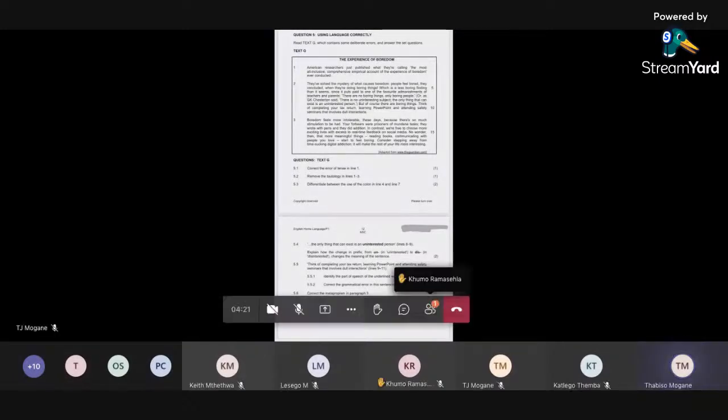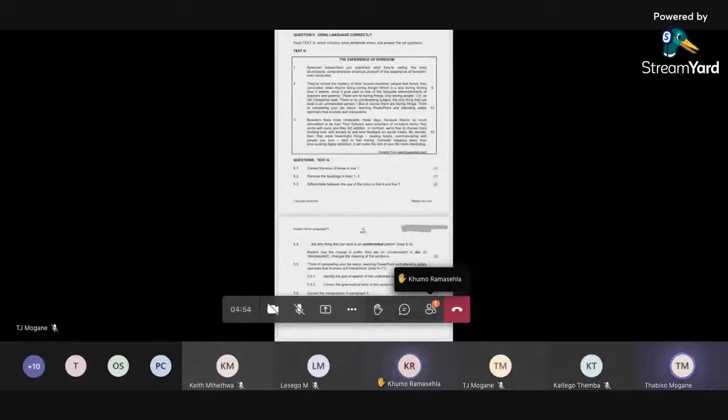Great. Correct the error of tense in line one. Let's go to line one. American researchers just published what they are calling the most inclusive, and so on. Let's see who's giving us an answer. Okay, let me try, sir. American researchers published what they are calling the most all-inclusive, comprehensive, etc. You only removed just, didn't you? Yes. But that doesn't change the tense.